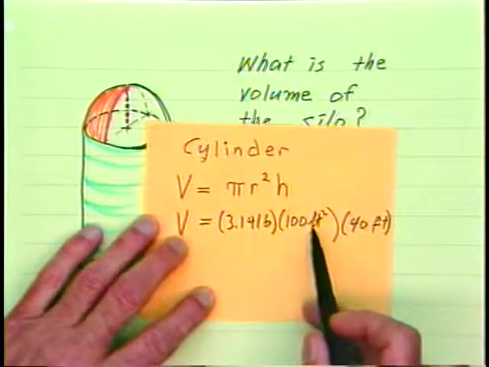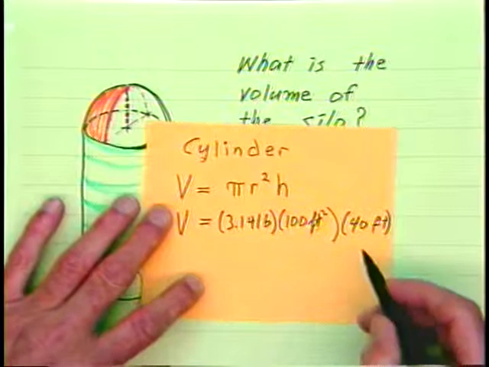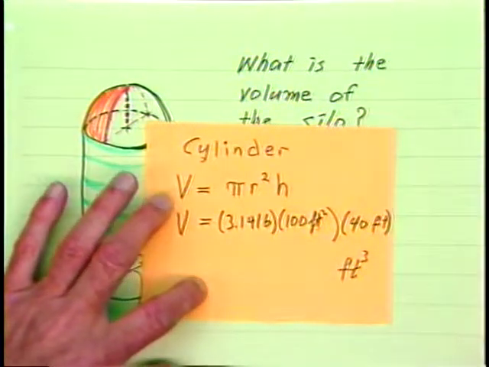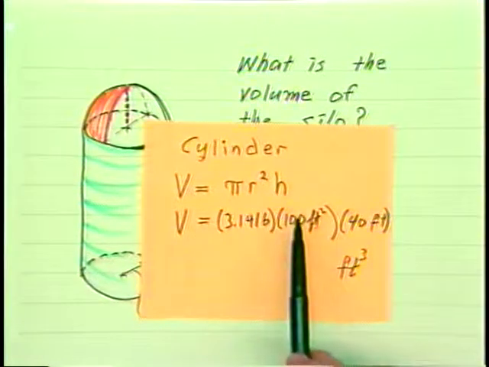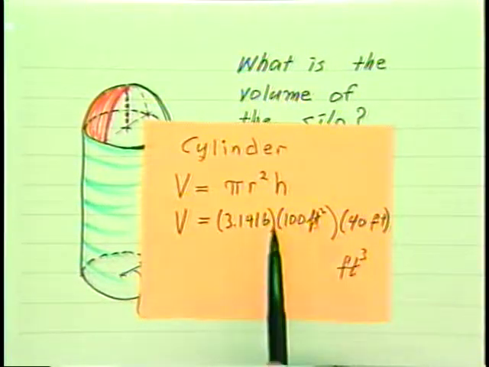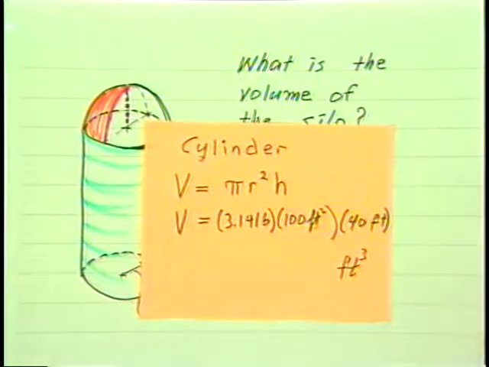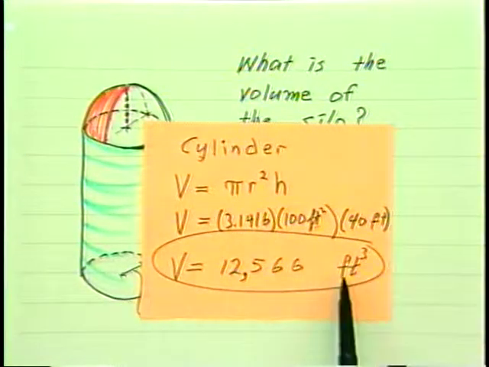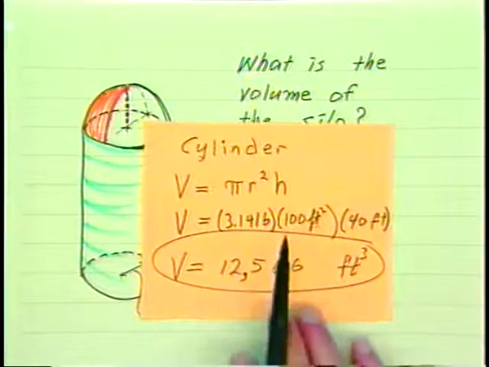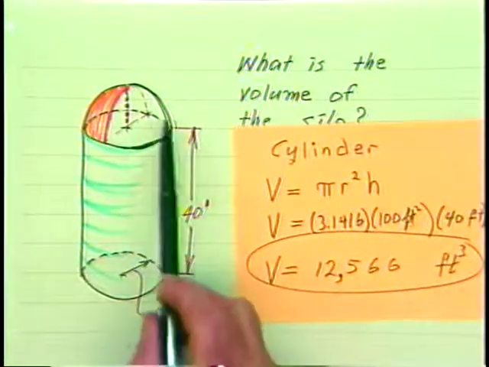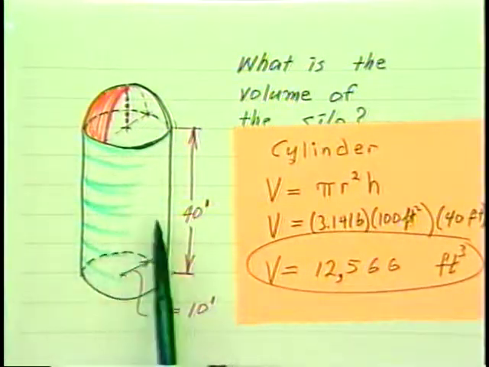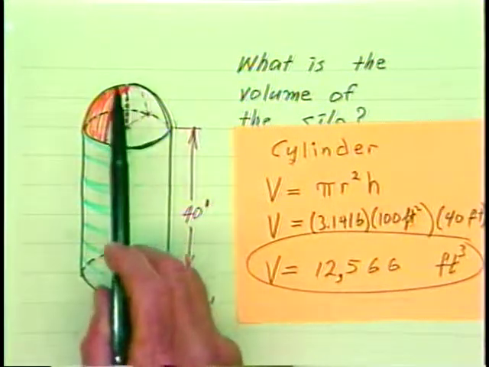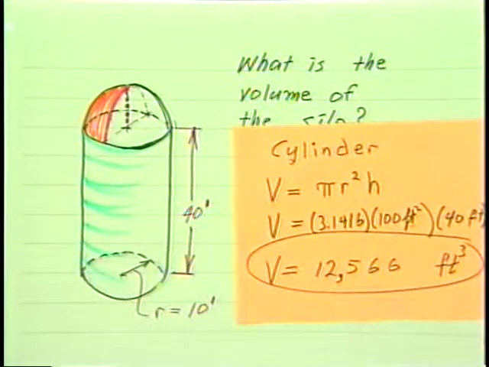And of course, 2 feet being multiplied times the third foot is cubic feet. So multiplying 100 times 40 times pi, we would simply get 12,566 cubic feet rounded to the nearest whole cubic foot. So we now have the volume in cubic feet of the cylinder part of this silo. So looking at what's left, do you recognize what that is?